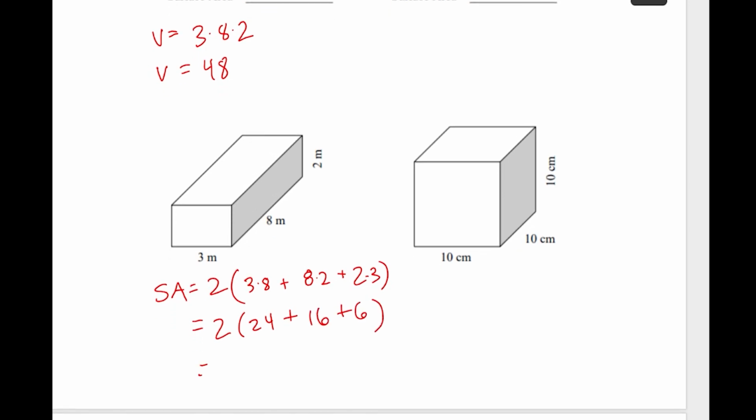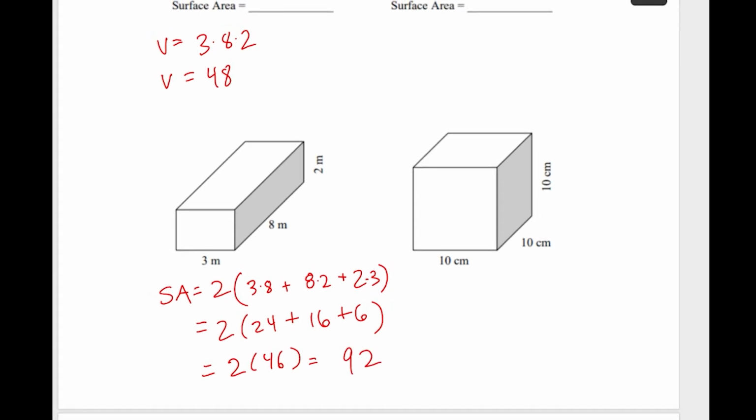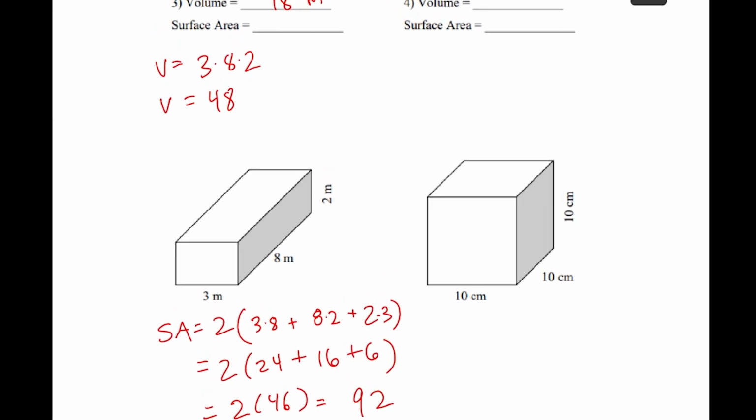Kind of feel like I should probably get out the calculator just to make sure I'm doing this arithmetic right, since I'm going through it fast. 24 and 16 and 6, that gives me 46. So 2 times 46 is going to be 92. So the surface area here is 92 square meters.